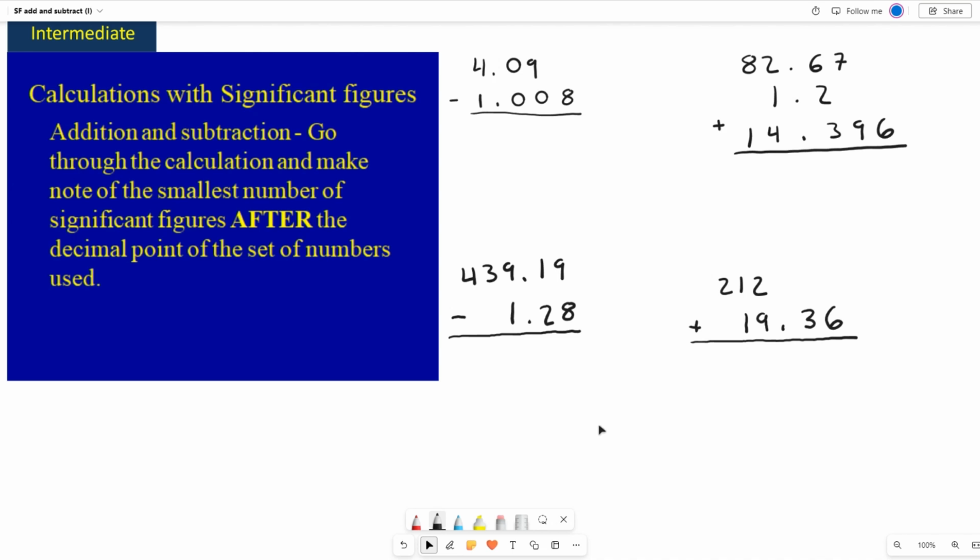Hello, my fellow chemists. In this video, we're going to take a look at calculations with significant figures, and in particular, we're going to take a look at addition and subtraction with significant figures.